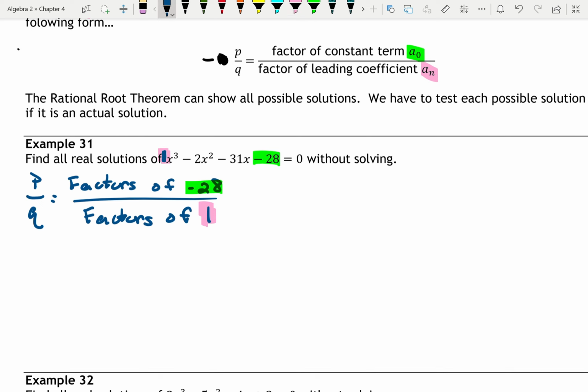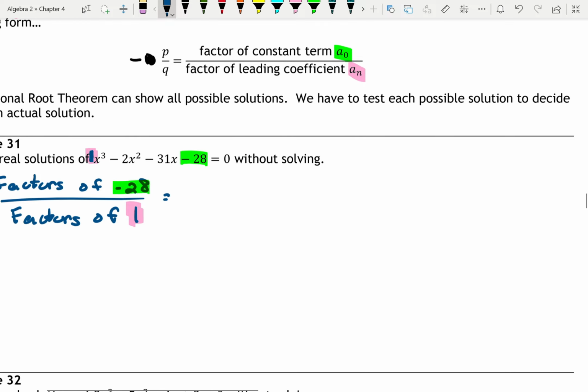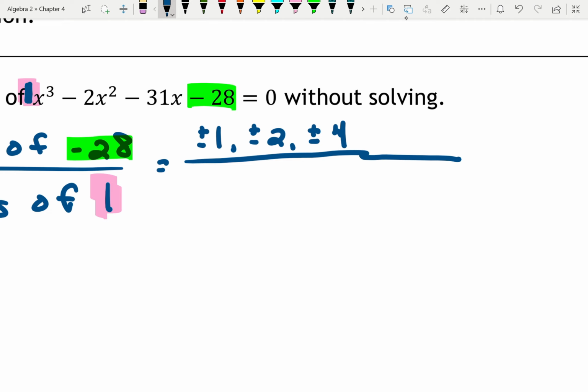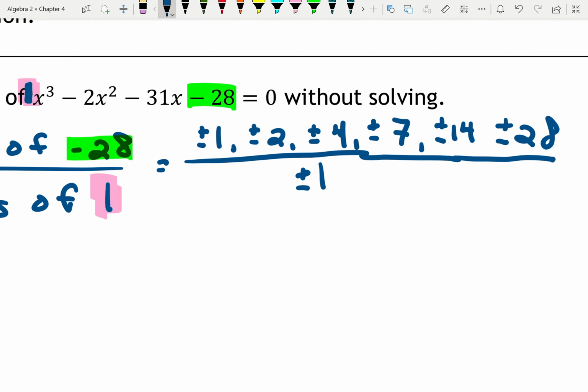So let's list out all the factors of negative 28. Starting off, we're going to have positive or negative 1. Then we'll have positive or negative 2. Positive or negative 3 doesn't work. 4 works, you could divide 28 by 4. You could divide it by 7, by 14, and by 28. I believe that's all the factors of negative 28. And then we have factors of 1, and this one's much more simple. We just have plus or minus 1.